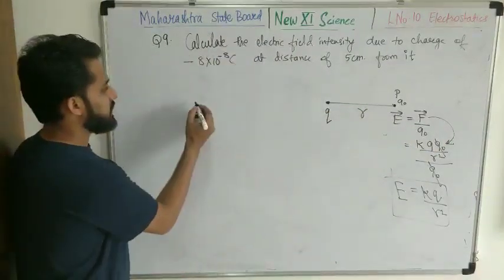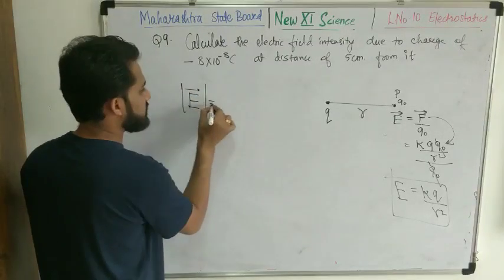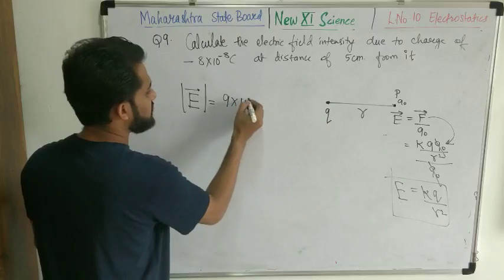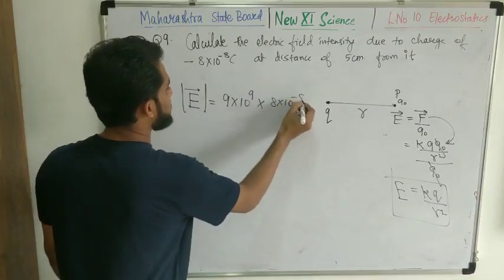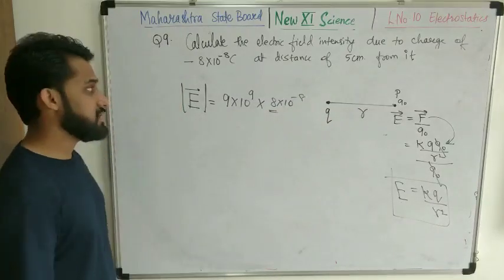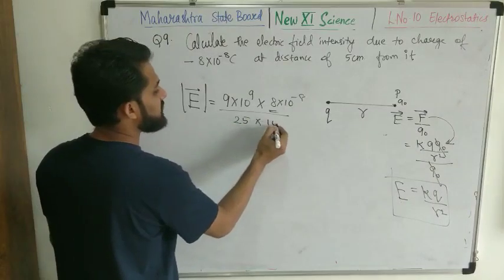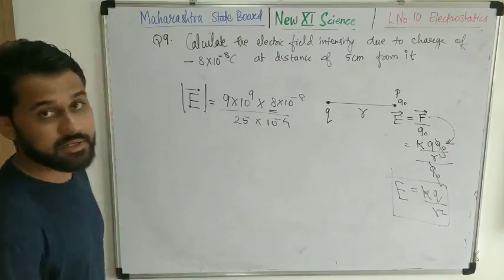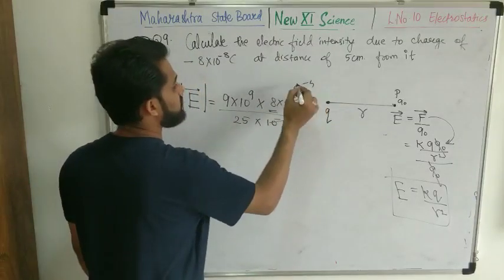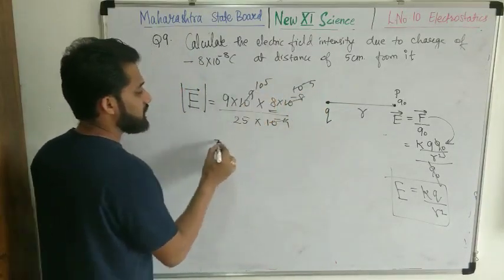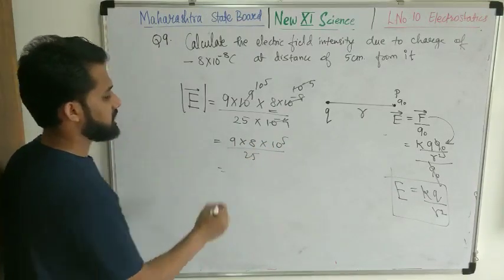So in this particular case, the electric intensity magnitude will be equal to K, 9 into 10 raised to 9, times charge, which is 8 into 10 raised to minus 8. See, I am not taking the sign, only the magnitude, upon the square of distance. 5 square is 25 times 10 to the power minus 4, as it is centimeters. This will cancel with this. This will become 10 raised to minus 4, and then this will become 10 raised to 5. So 9 times 8 times 10 raised to 5 by 25 is the answer.